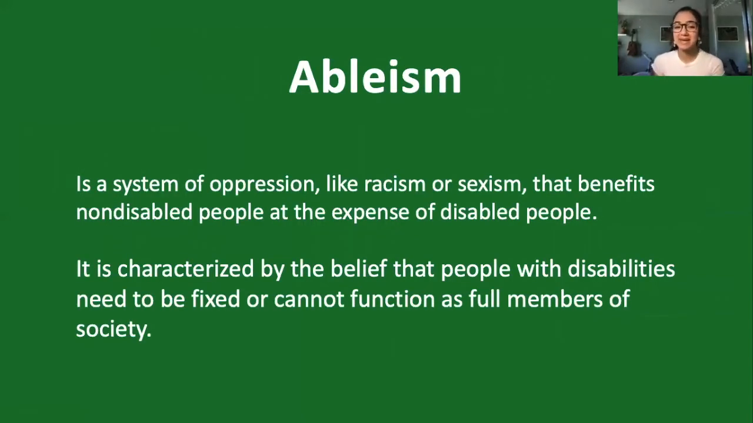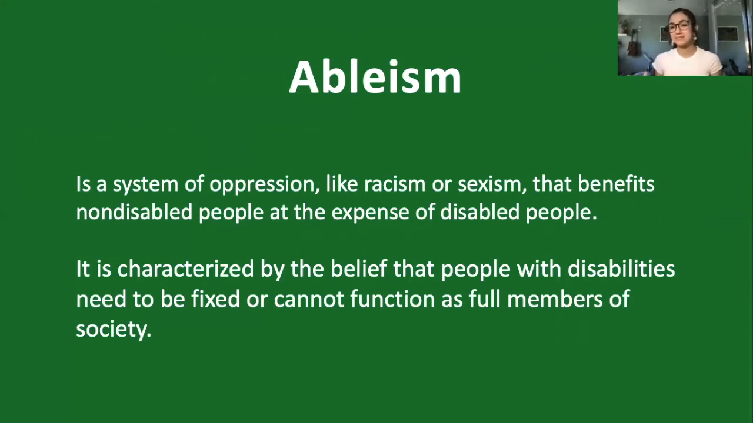So let's talk about ableism next. Ableism is an emerging buzzword. It has been used a lot more in the last 4 to 5 years. And ableism is a word to describe the system of oppression, like racism or sexism, that benefits non-disabled people at the expense of disabled people. So it is characterized by the belief that people with disabilities need to be fixed or they cannot function as full members of society.